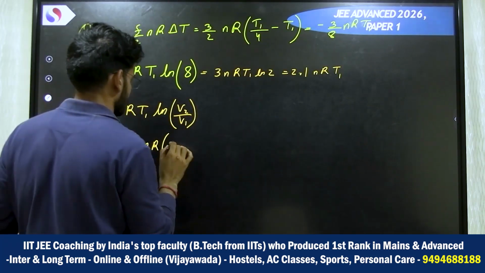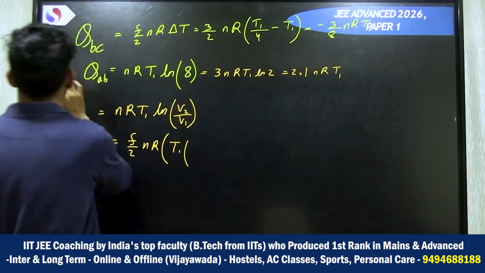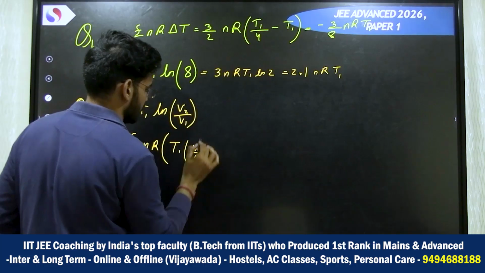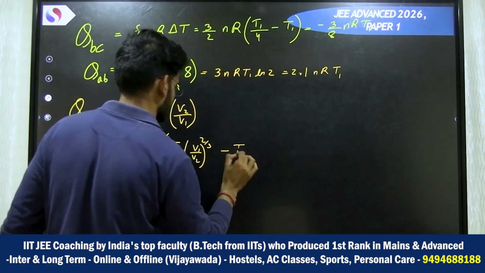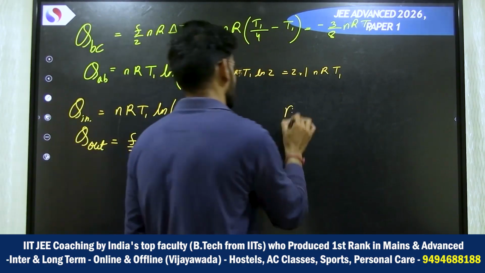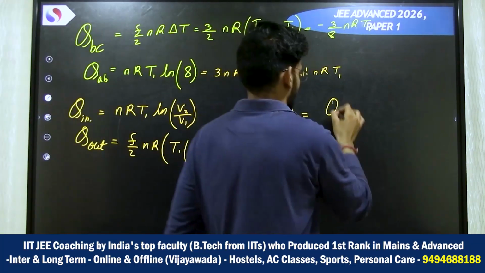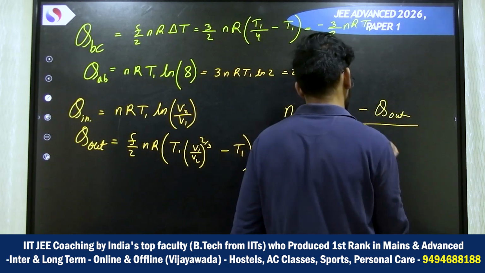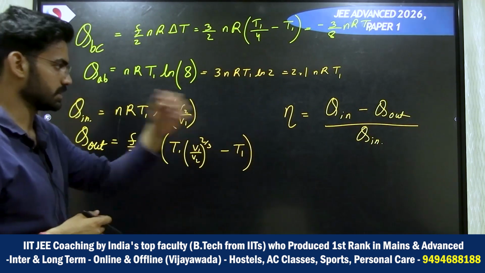Volume increases and pressure decreases. Leave that, let's write down the value only. The final temperature is T1 into V1 by V2 to the power 2 by 3, minus T1. This is Q out. So efficiency is Q in minus Q out, which is the net work done, divided by Q supplied. That is the efficiency.